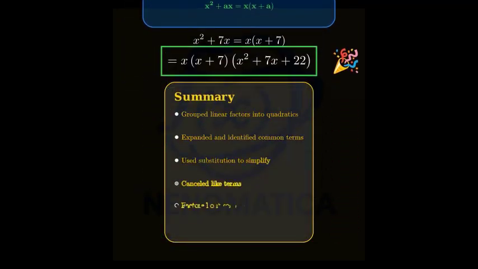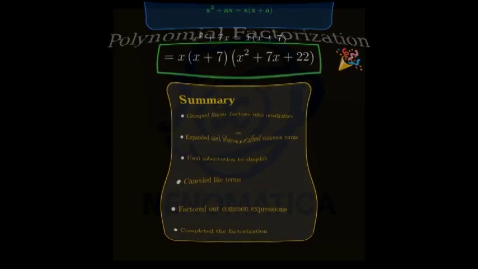Let's summarize what we've learned. First, we grouped the 4 linear factors into 2 quadratic expressions. Then we expanded each group and noticed a common pattern. We rewrote the expressions to highlight the common terms. Using substitution, we simplified the multiplication. We canceled out terms that added to 0. We factored out common terms. And finally, we completed the factorization. This technique of grouping, recognizing patterns, and factoring is powerful for solving complex algebraic problems.